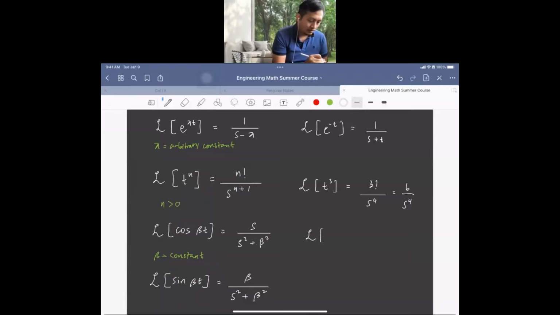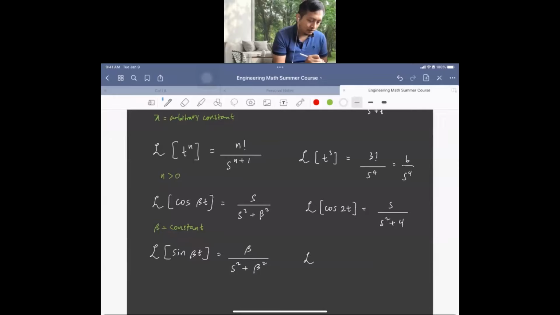When you have Laplace of cosine 2t, this will be s over s squared plus 4. Laplace of, let's say, sine 3t, this is 3 over s squared plus 9.